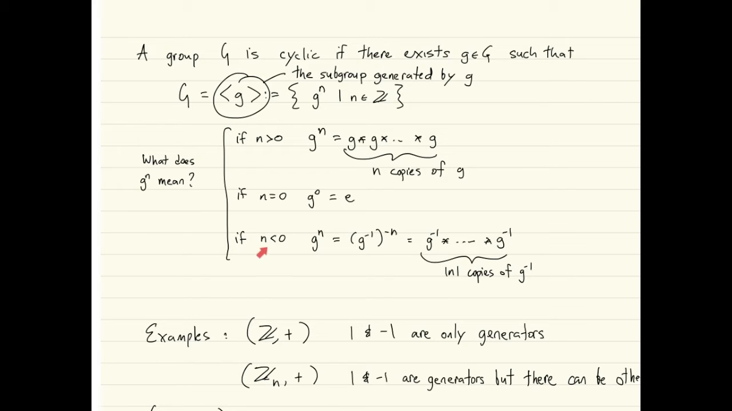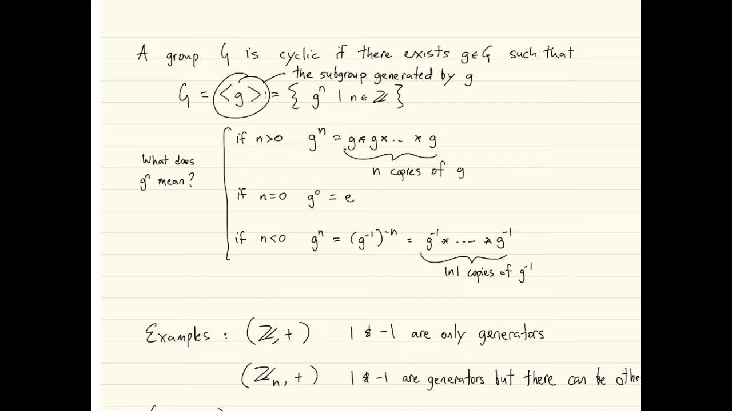And then if n is a negative integer, then g to the n means you take g inverse, so that's g to the negative 1, and then raise that, or multiply that, absolute value of n times.